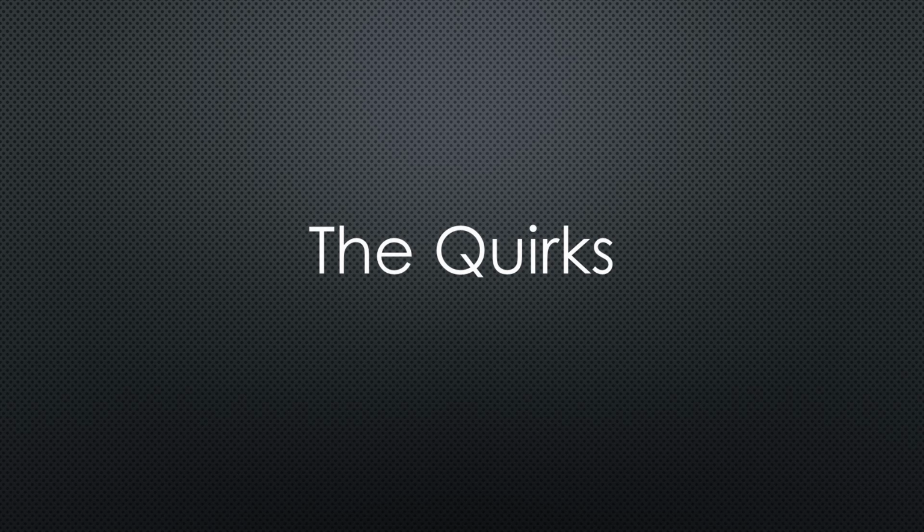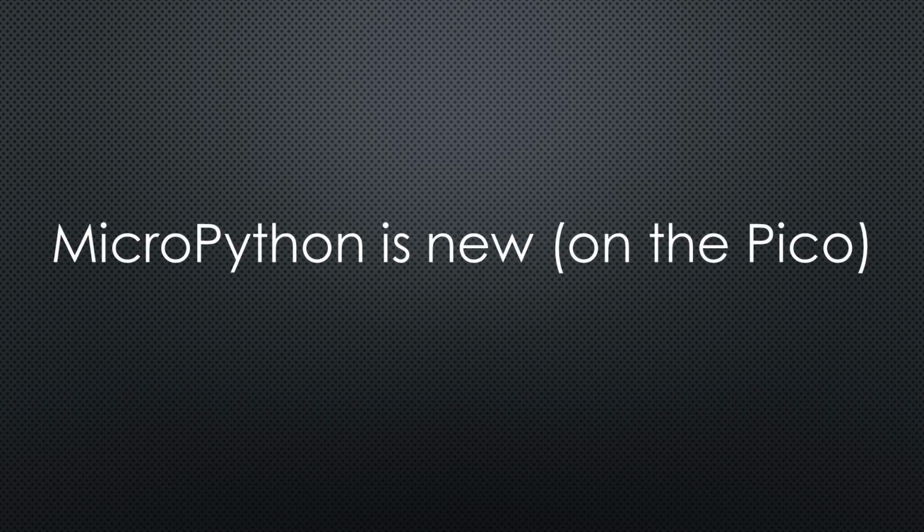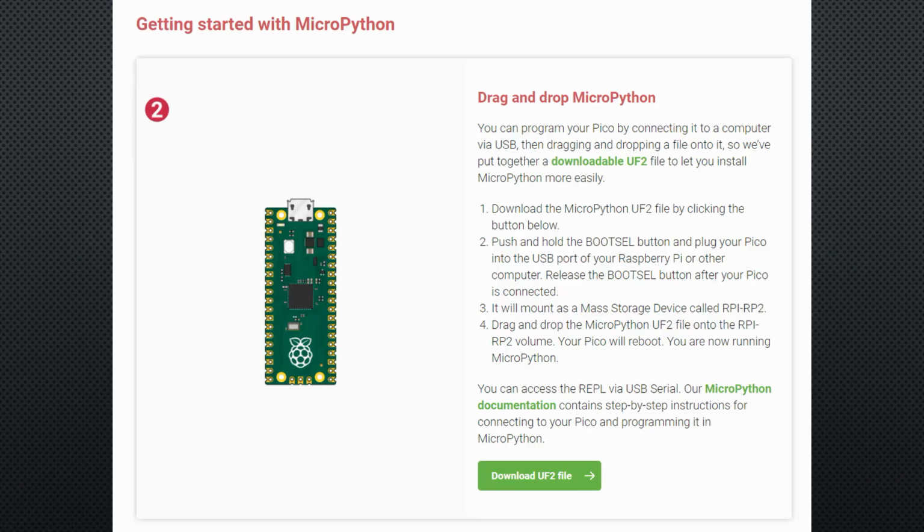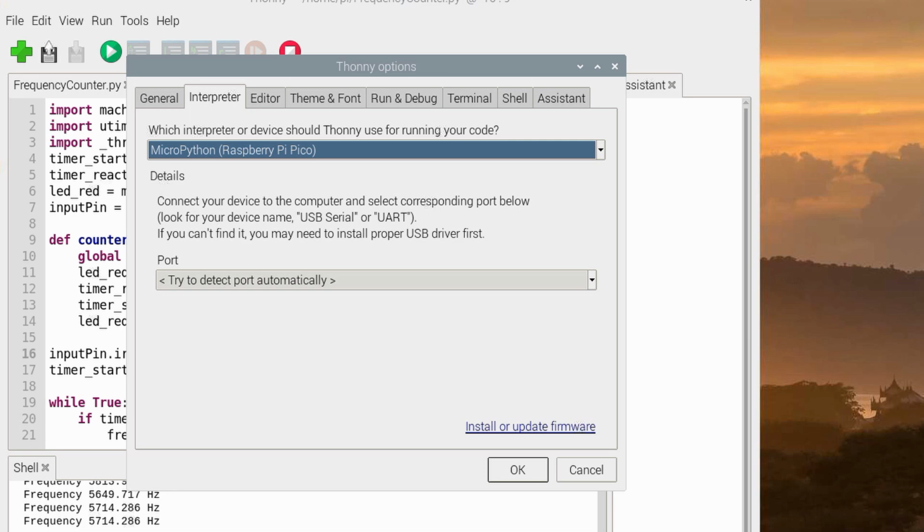And now we come to the quirks. The first, MicroPython is very new on the Pico. This is why you always have to download the newest firmware from the homepage. For me, it was not enough to update the Raspberry Pi OS and download the firmware through Thonny. Threads did not work. I had to use the version from the homepage. I assume this will change in the future.